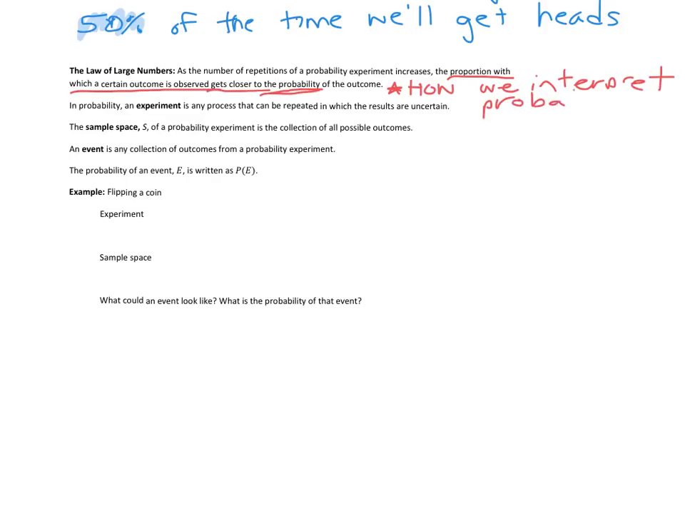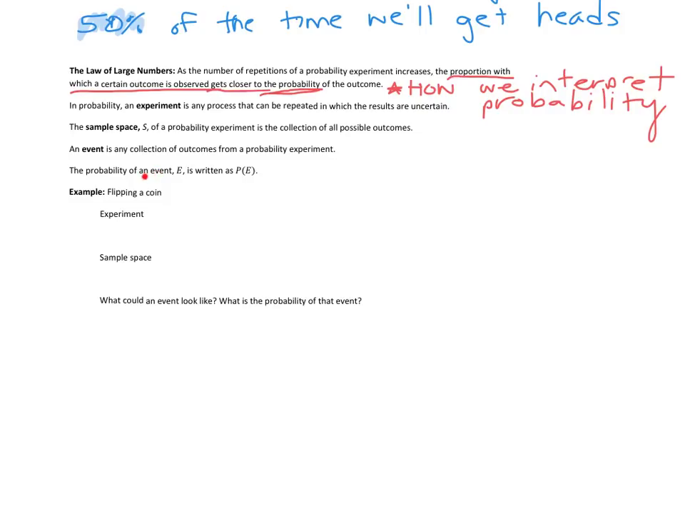All right, so let's look at some definitions. The first one is an experiment. An experiment is any process that can be repeated in which the results are uncertain. Like flipping a coin, right? We can flip a coin over and over again, and we don't know if we're going to get heads or tails. The sample space of a probability experiment is the collection of all possible outcomes. An event is any collection of outcomes from a probability experiment.